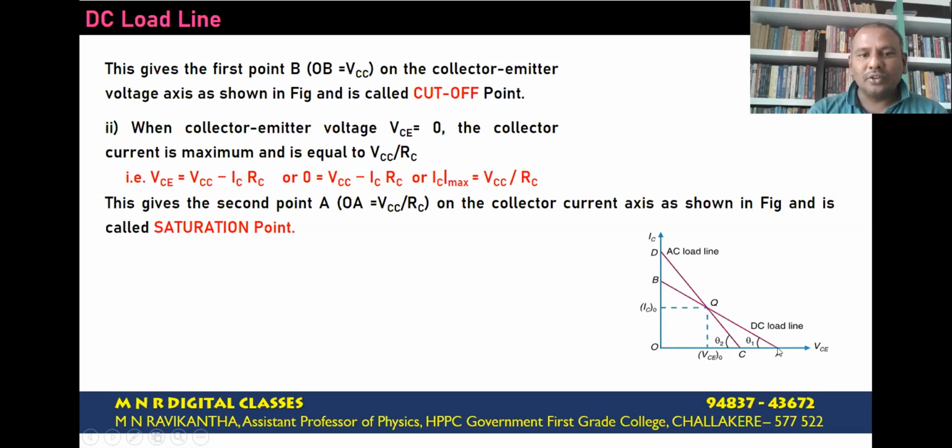A corresponds to the cutoff point. Instead of B, take it as A. Similarly, instead of A, take it as B. These 2 points are called the cutoff and saturation points. Now, if we mark the points A and B on the output characteristic curve and join them, that is the load line, and that gives us the DC load line.